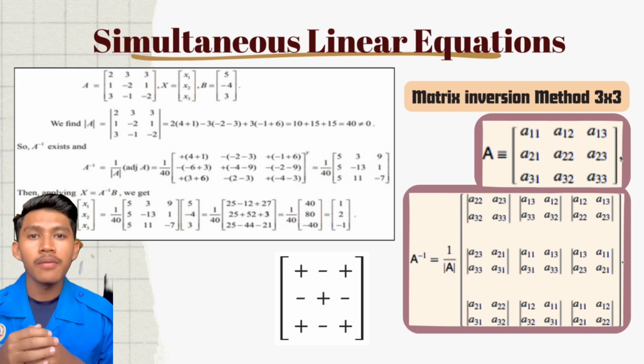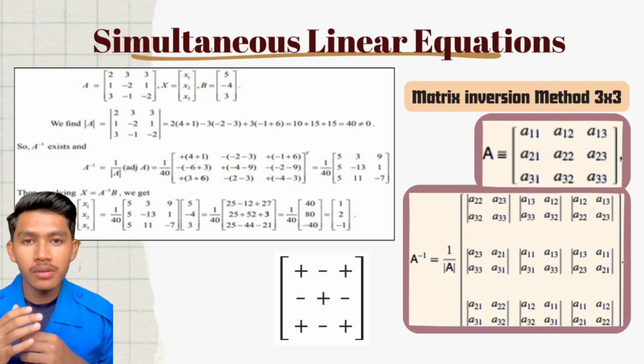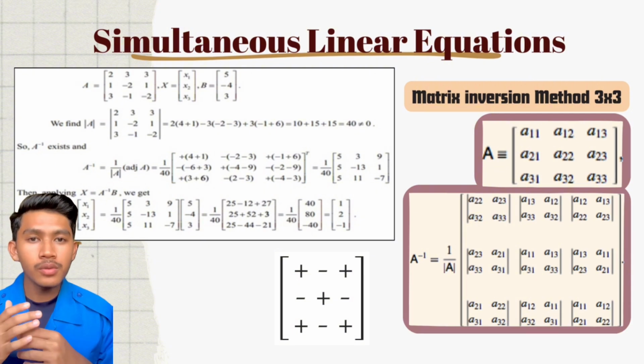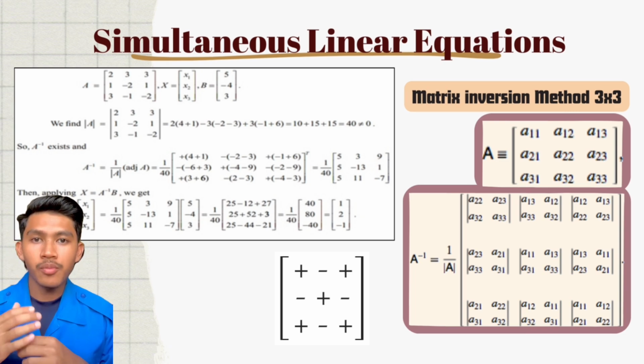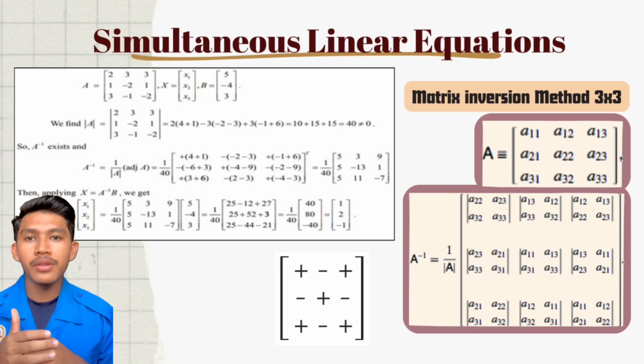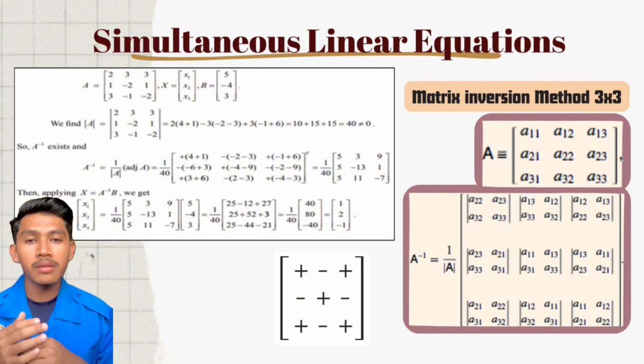Step 2. Find the matrix of minors. For each element of the matrix, calculate the determinant of the 2 times 2 matrix that remains after removing the row and column of that element. This process gives us the matrix of minors. Next step, change the sign of each minor according to the checkerboard pattern of plus and minus signs like this.